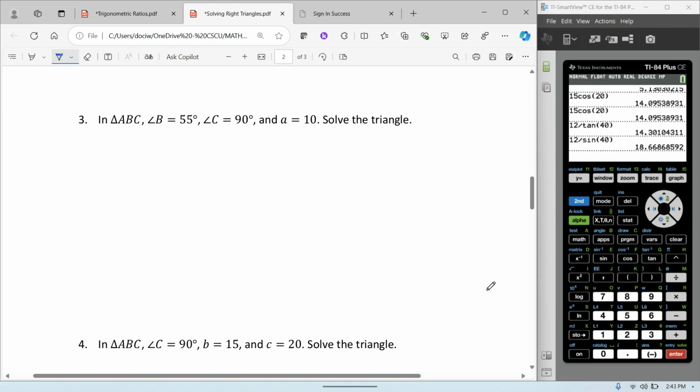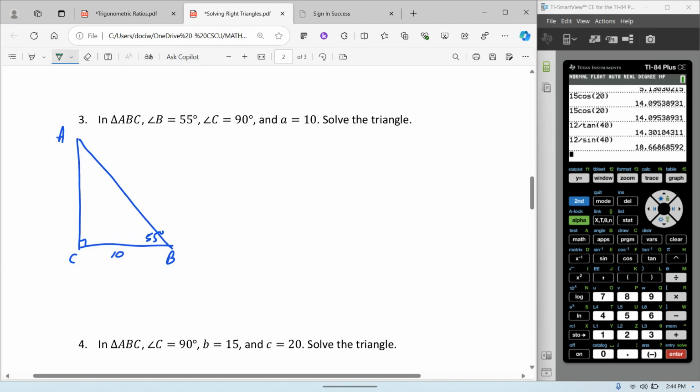In triangle ABC, so again, we have triangle. I don't like that triangle. Give me a moment while I redraw that one. Just want to give myself a little bit more room. So here's A, B, C. Angle B is 55 degrees. C is 90 degrees. And A is 10. This is very similar to number 2 that we just did, except instead of giving you the side opposite angle B, I gave you the side adjacent to angle B. But it's going to work pretty much the same.